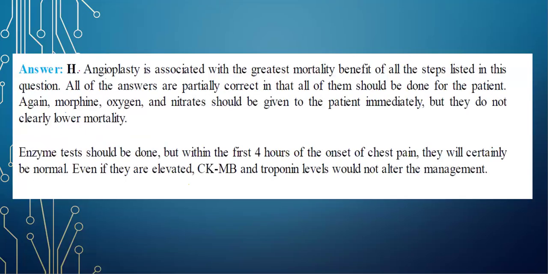Okay. Now see in here, the answer is H. Angioplasty is associated with the greatest mortality benefit of all the steps listed in this question. Now, all of the answers are partially correct because all of them should be done for the patient. But morphine, oxygen, nitro do not clearly lower the mortality. They will be given to this patient, but whenever this kind of question comes in the exam, especially for a ST elevated MI, our main purpose is to send the patient to the catheter lab. That's the main purpose, and the exam usually wants to know that.